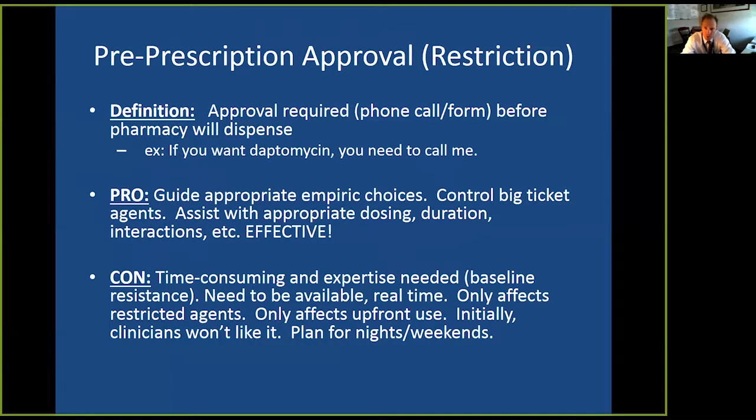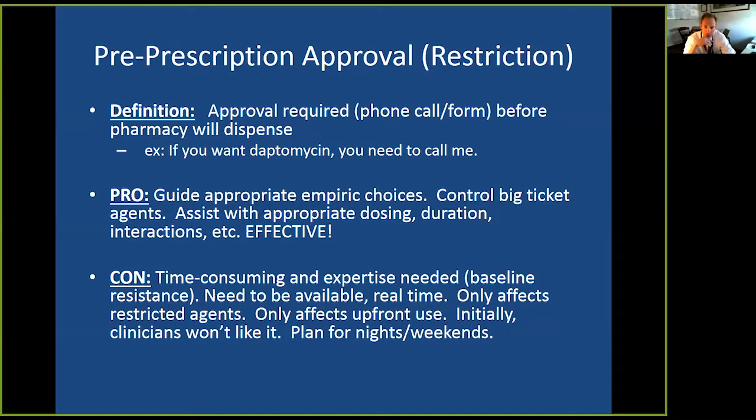So pre-prescription approval, this is what people have historically called restriction policies. In this case, you need to receive an approval for the use of an antibiotic before the pharmacy will dispense. So if you want to use daptomycin, you need to call somebody and get approval. So the antibiotic is on formulary, but in order to get it, you have to get approval from somebody. Typically in the literature, this is through an infectious disease pharmacist or physician, but it doesn't have to be, in order to get to use that antibiotic.